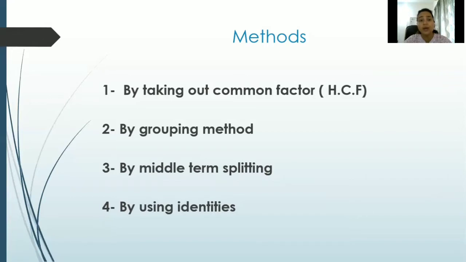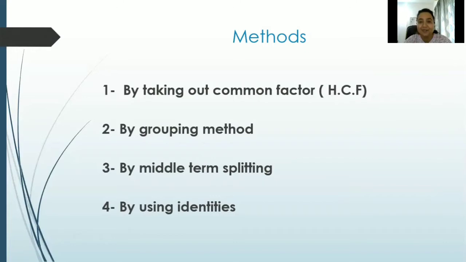By the grouping method, you have to group the terms, and you can regroup also as per the similar variables or the coefficients. By middle term splitting, you split the middle term, generally two terms, into two smaller terms, and then you can do the grouping method and get the factors done for you. The last method is using identities. By using identities also, you can factorize the algebraic expressions.